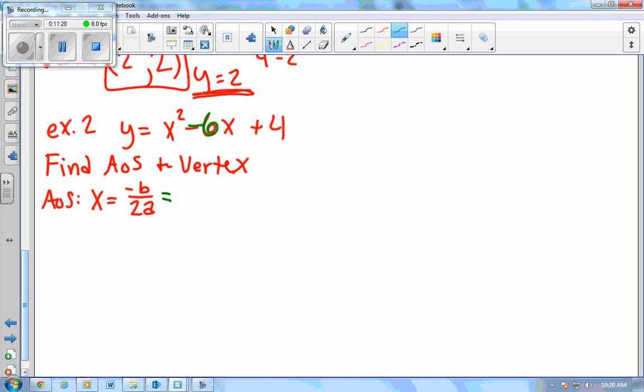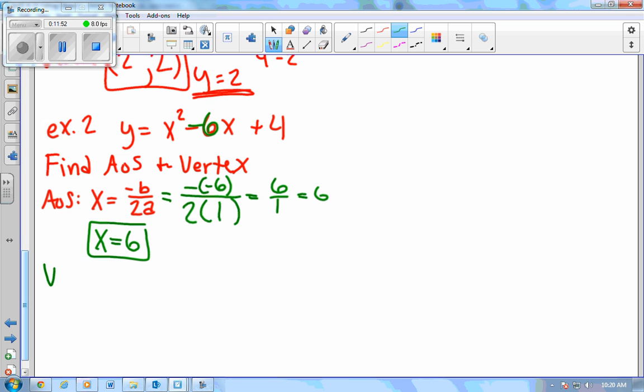The numerator becomes a -6. It's opposite B, so a -6's opposite would be +6, right? So make sure you got a +6 up there. And 2 times, what's A? 1, so the axis of symmetry is not 6. The axis of symmetry is x equals 6. Use that, plug it in to find the vertex.